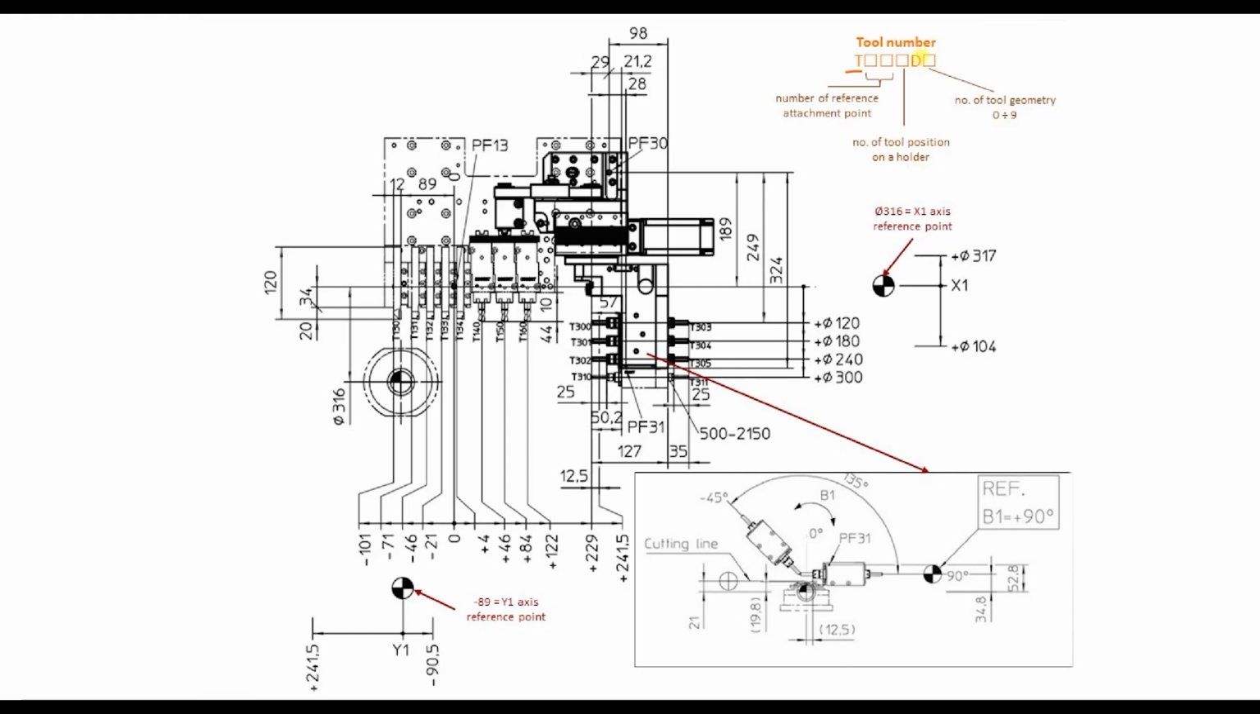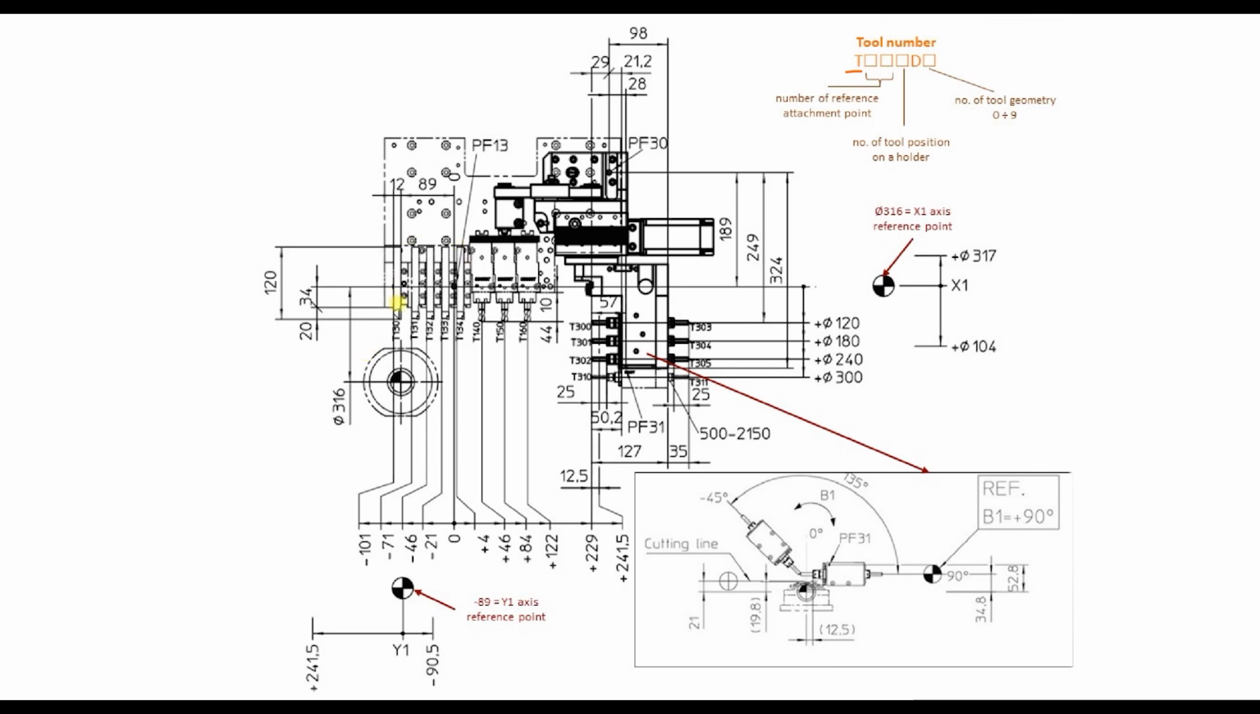Next character is D, followed by 1 digit of value 0 to 9. This is number of tool geometry. This construction with D character we use when we would like to define more than one tool geometry, for instance, like for grooving tool. Knowing this principle, please look how tools in this drawing are numbered.